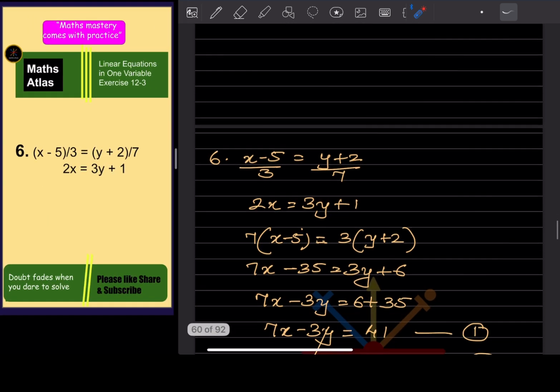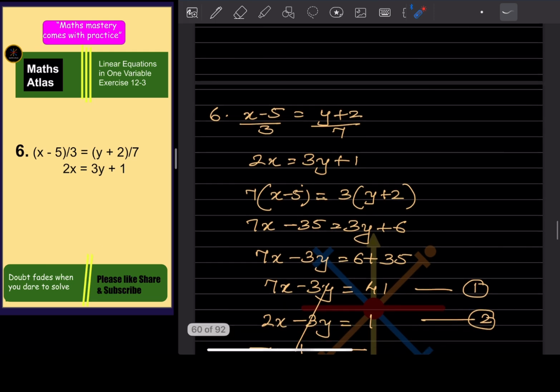Now look at this next question here. This is slightly different. Now we have (x minus 5) by 3 is equal to (y plus 2) divided by 7, and this is the other equation, 2x is 3y plus 1. If we take this equation directly, we cannot solve, so we have to bring it into the same form. So here we'll think of this equation. This will be cross multiplied. So 7 into (x minus 5), 3 into (y plus 2). So this is going to be 7x minus 35 is equal to 3y plus 6.